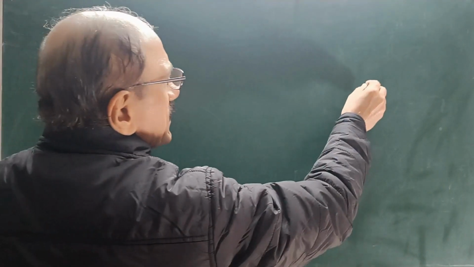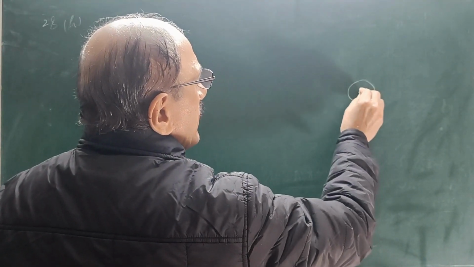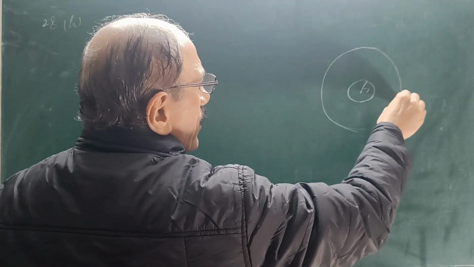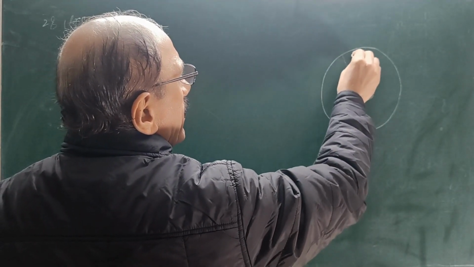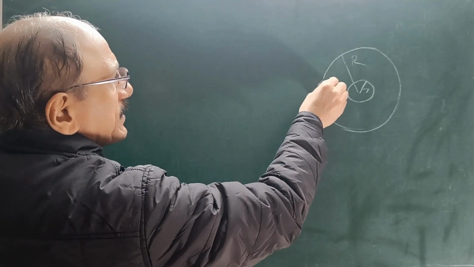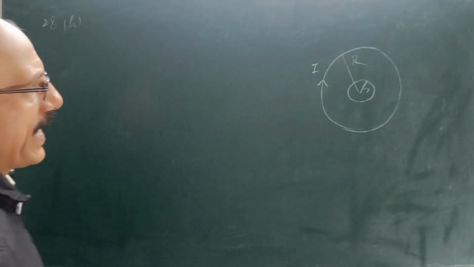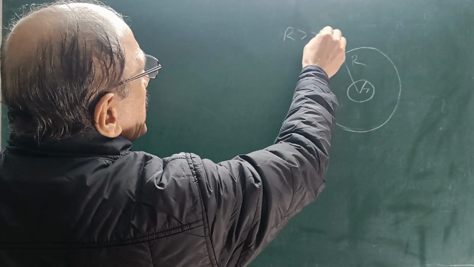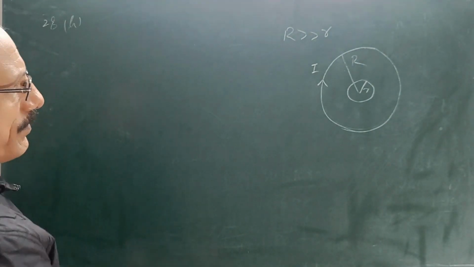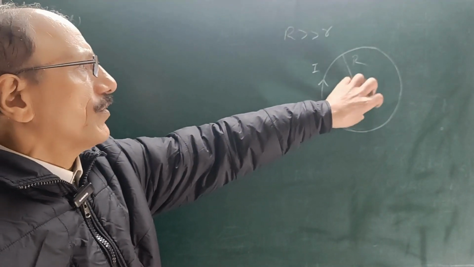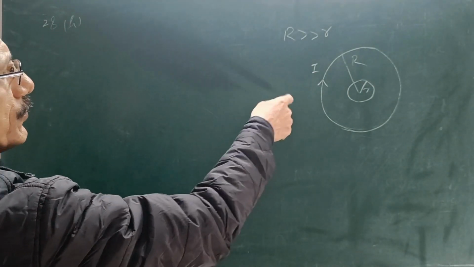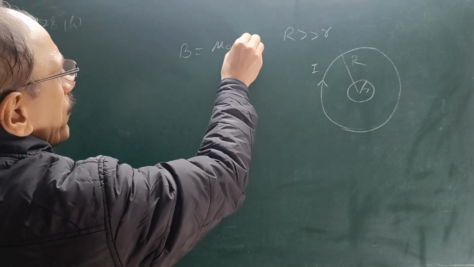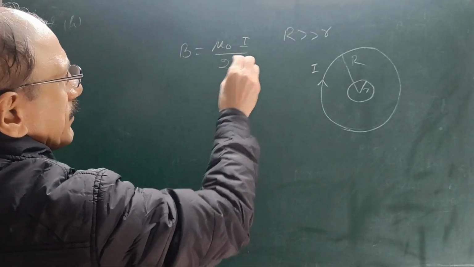28b. There is a small loop of radius small r and a large loop of radius capital R. Let us consider the current passing through this loop is I. Therefore, here the R is very large than small r. Therefore, the magnetic induction produced at the location of this small loop due to the bigger loop will be B equals to mu naught I upon 2R.